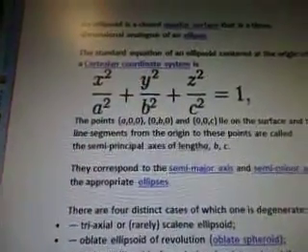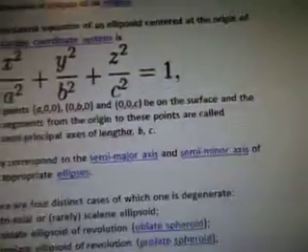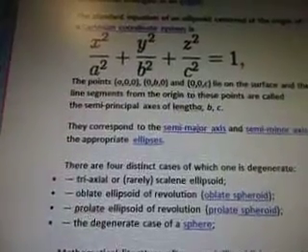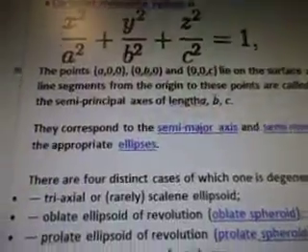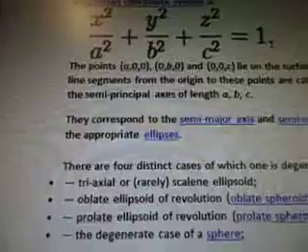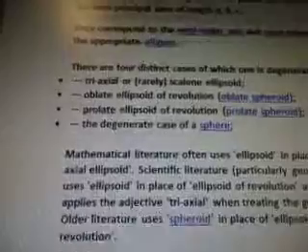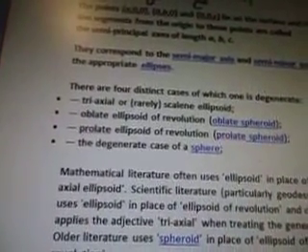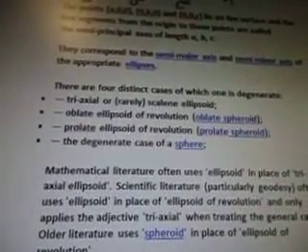Okay, the points that lie on the surface, and the line segments from the origin of these points are called the semi-principal axis of length A, B, C. They correspond to the semi-major axis and semi-minor axis of the appropriate ellipses. There are four distinct cases, of which one is degenerate. Triaxial or rarely scalene ellipsoid. Oblate ellipsoid of revolution is oblate spheroid. Prolate ellipsoid of revolution is prolate spheroid, and the degenerate case of a sphere.